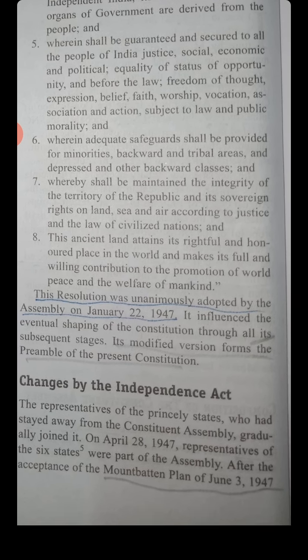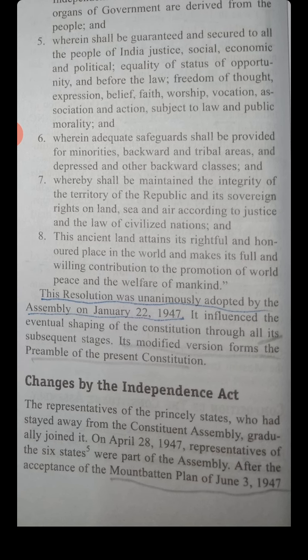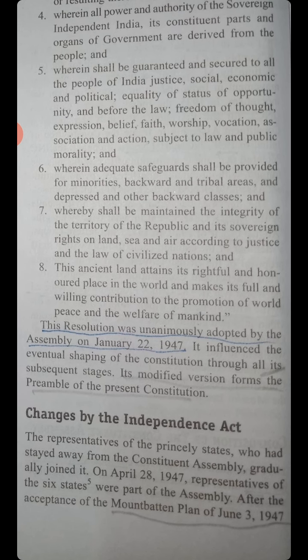This resolution was unanimously adopted by the assembly on January 22, 1947. It influenced the eventual shaping of the constitution through all its subsequent changes. Its modified version forms the preamble of the present constitution. Changes by the Independence Act.